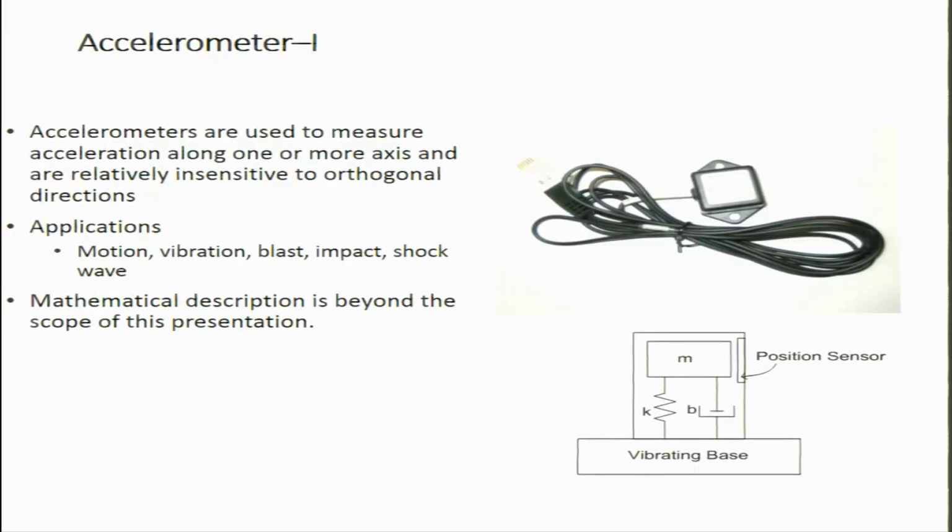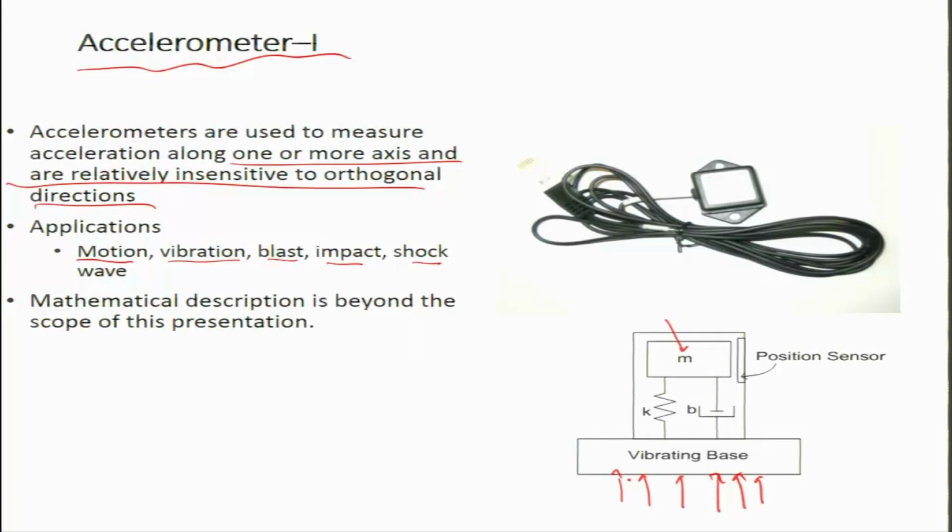Some of the widely utilized capacitive sensors are, for example, accelerometers. These are used to measure acceleration along one or more axes and are relatively insensitive to orthogonal directions. Applications could be in a variety of motion and vibration studies. You could measure motion, vibrations, blast, impact, shock waves, and so on. The basic principle is again a vibrating mass with a base which transfers the vibrations from the source to this accelerometer.